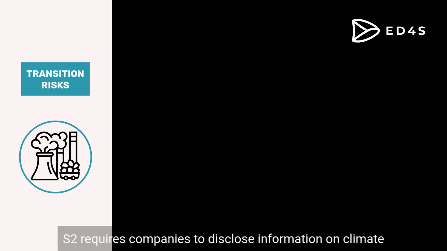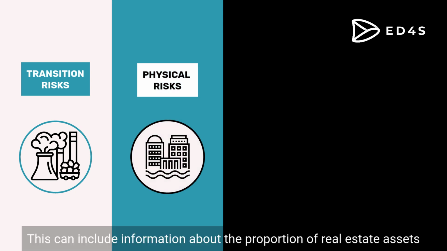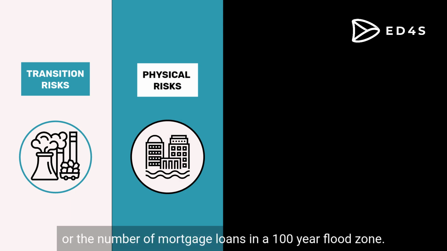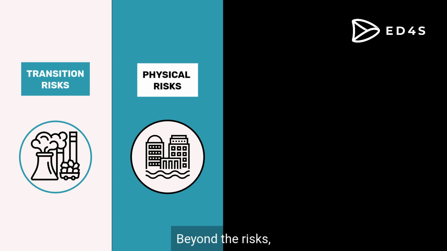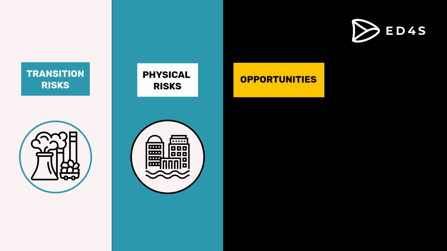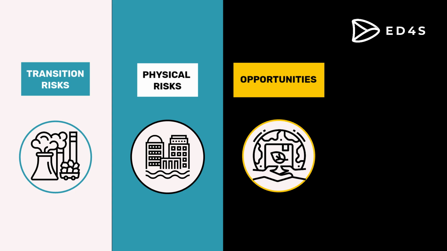S2 requires companies to disclose information on climate-related physical risks. This can include information about the proportion of real estate assets exposed to climate hazards, or the number of mortgage loans in a 100-year flood zone. Beyond the risks, S2 also requires disclosure around climate-related opportunities, such as revenues from products or services that support the transition to a low-carbon economy.